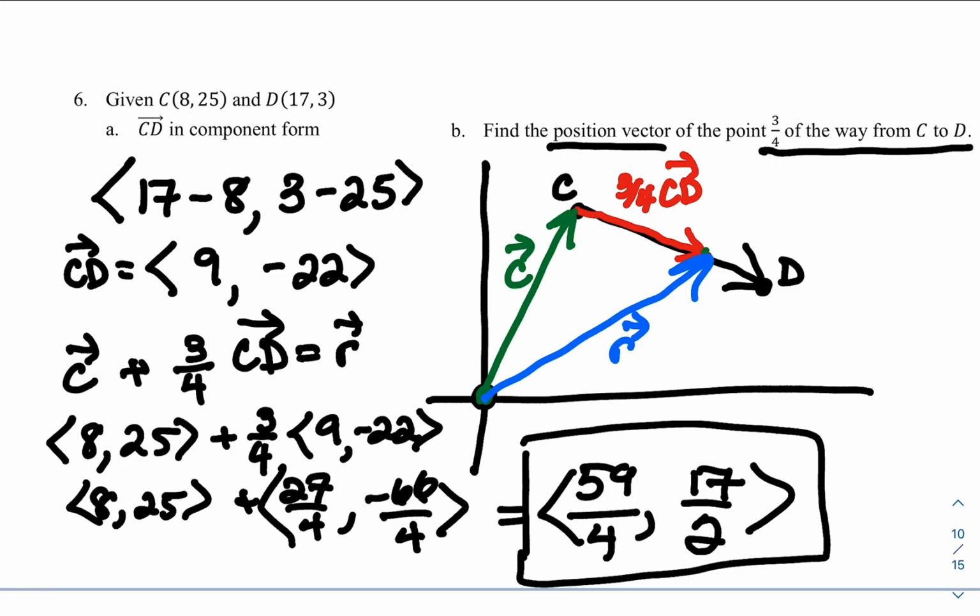What is the position vector that is 3/4 of the way from C to D? It's that resultant vector that starts off at 0 and ends 3/4 of the way. So we needed to add vector C and 3/4 of vector CD in order to get my final answer.